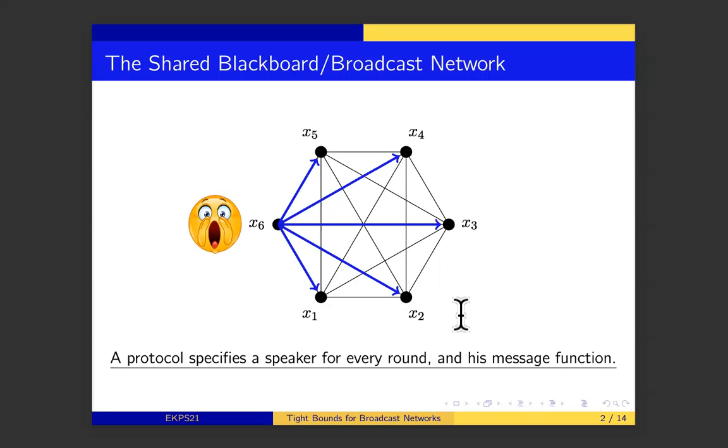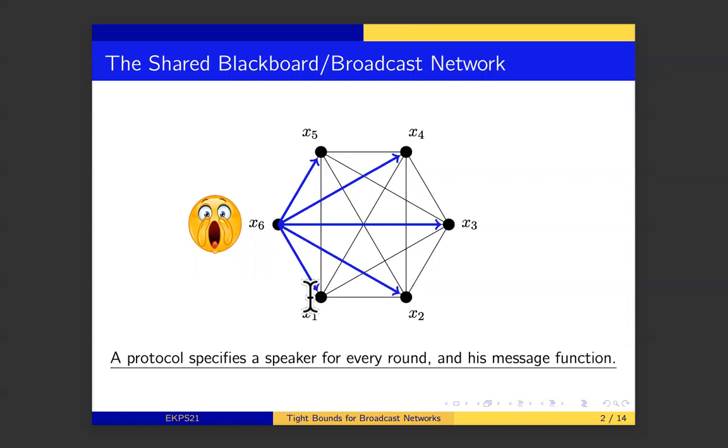And over a broadcast network, a communication protocol proceeds in several rounds. And in each round, there is a pre-specified party, which is the speaker for that round. In this round, the speaker uses his input, any messages he received so far, and any randomness he has to compute a message that he sends in this round. And then this message is received by all the other parties in the system.